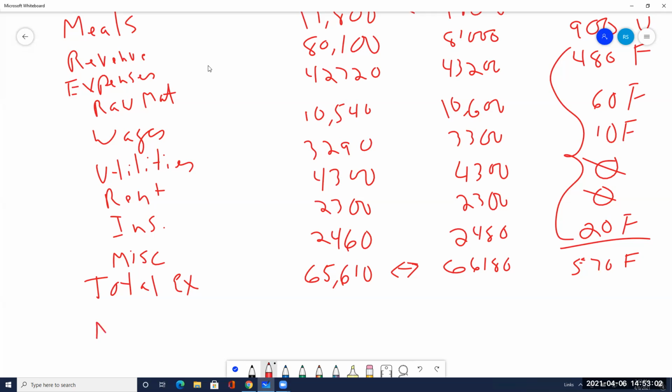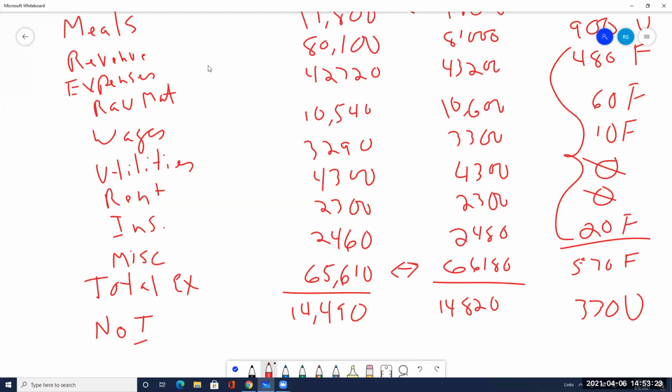And that gives me net operating income. Net operating income 14,490 and 14,820, and 330. That one is unfavorable. Okay, unfavorable.